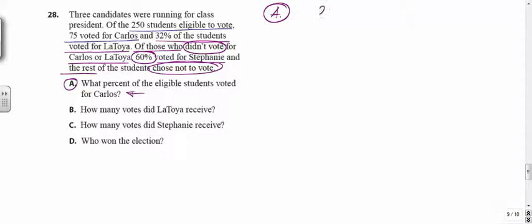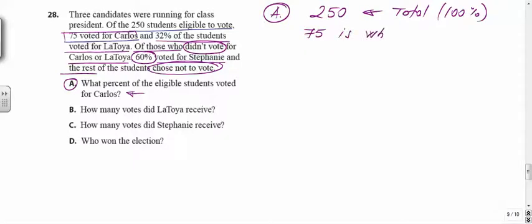How many students do we have? 250 students. That's the total, that's the 100% of the students eligible to vote. How many voted for Carlos? 75. The question will be, 75 is what percent of 250? What is an easy way? Well, 75 over 250, right? That will tell you what percentage this is.